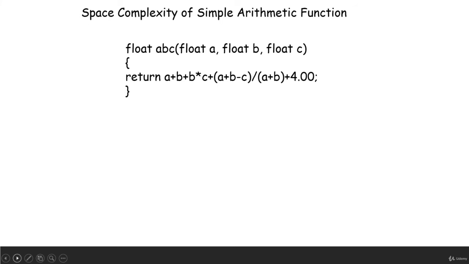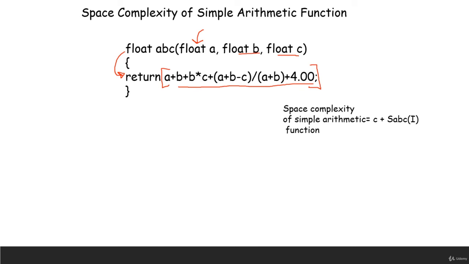Right? Now we are going to see the space complexity of a simple arithmetic function. So have a look at this example. Here we have created one float abc function where the parameters passed are float a, float b and float c, and the function returns the result of certain operations done on the data. Now what is the space complexity of this simple arithmetic function? It is C plus S of abc I, meaning the addition of the fixed space required and the variable space required.